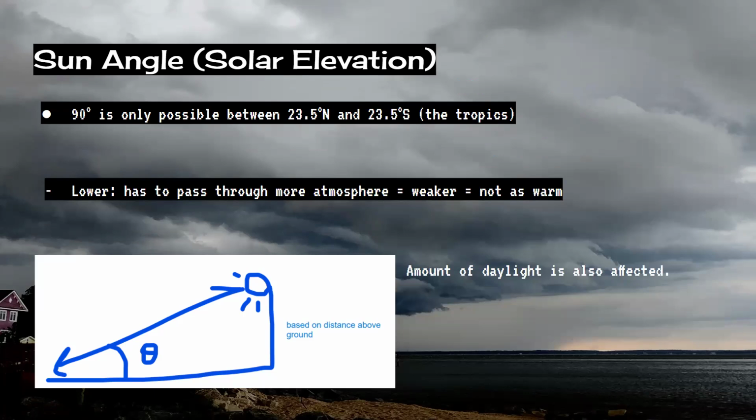Now, what is the reason that a lower sun angle is not as warm? Think about it. Okay, here's the sun angle. It's going to be based on distance above the ground. If the sun angle is smaller, the sun's going to be like right here. Well, it has to pass through a longer distance through the atmosphere, and some of the radiation is, as we've known, absorbed by the atmosphere or reflected back in some way. So less gets to us. That's the reason.